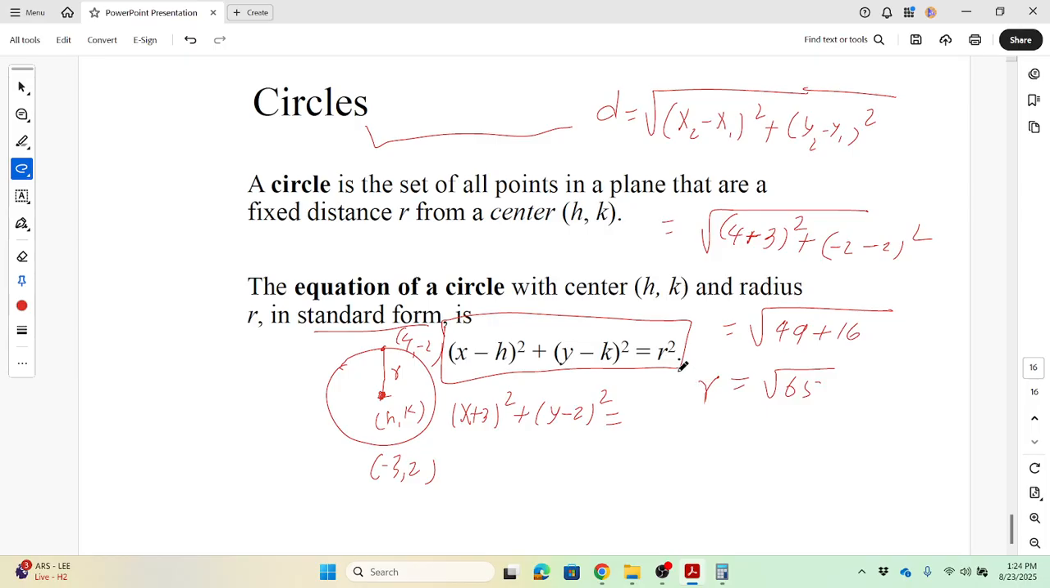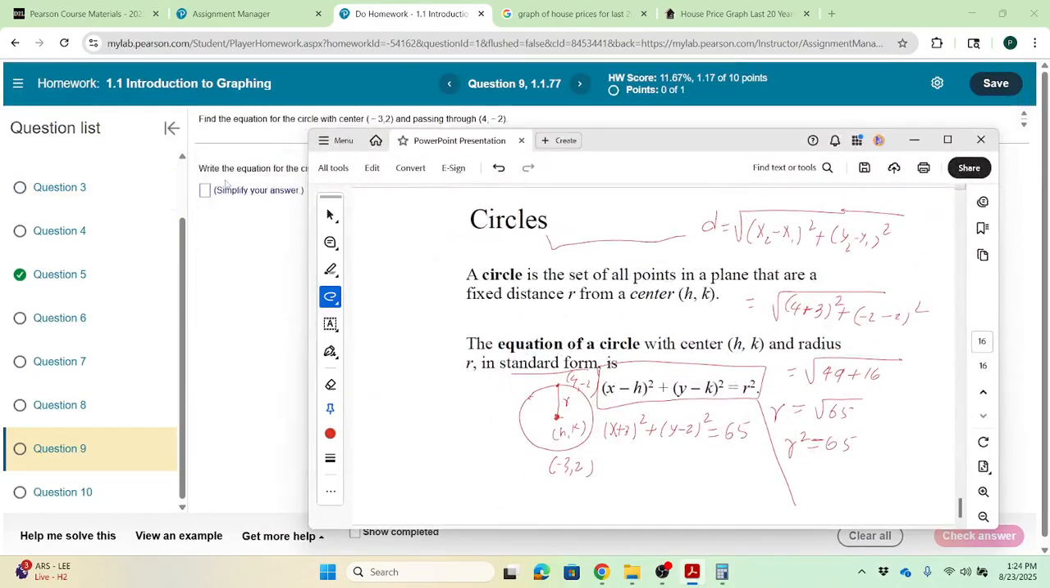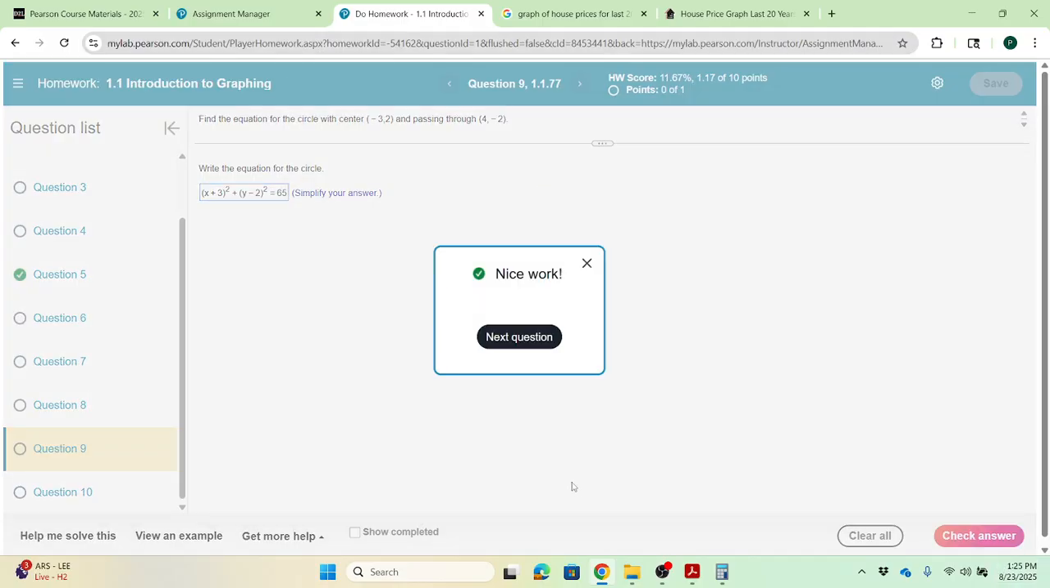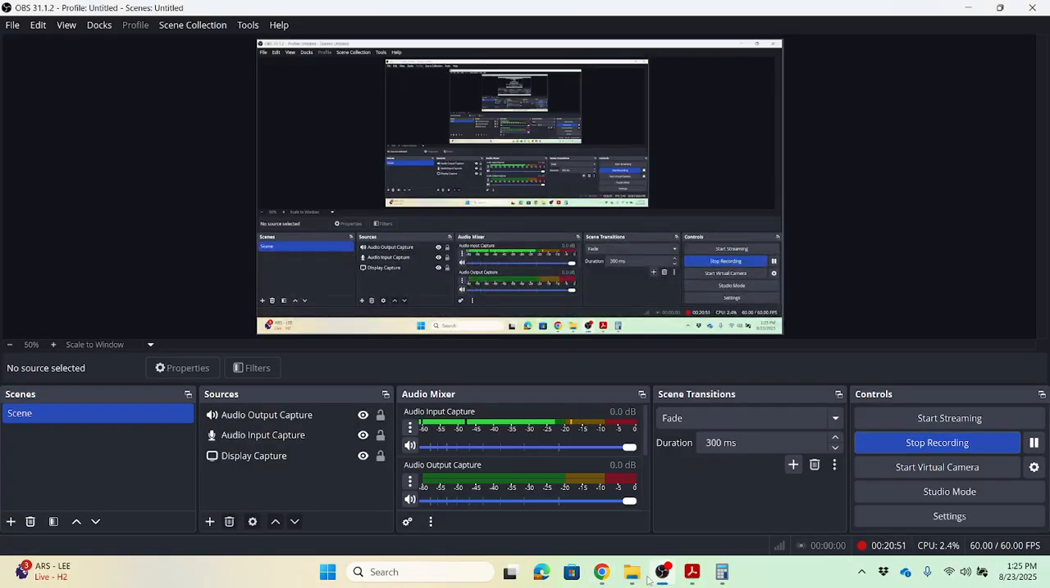But we are looking for the square of this number, which is 65. So I'm going to put the value of r squared here, and that would be my final answer, which is x plus 3 whole squared plus y minus 2 whole squared equals 65. That's the equation of the circle. Okay, that's all for this section.